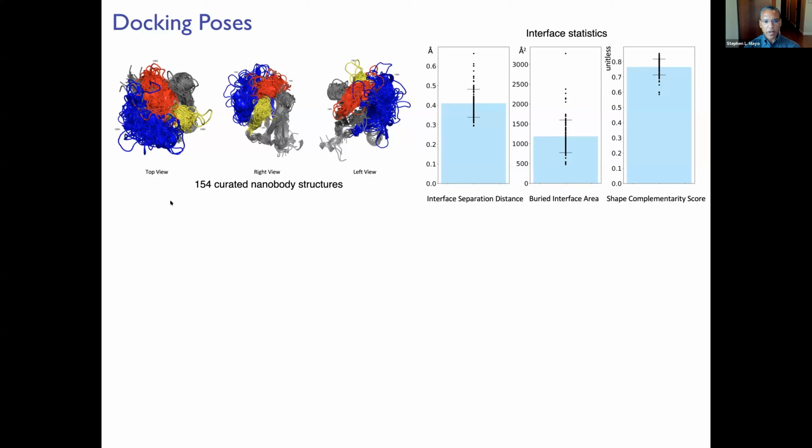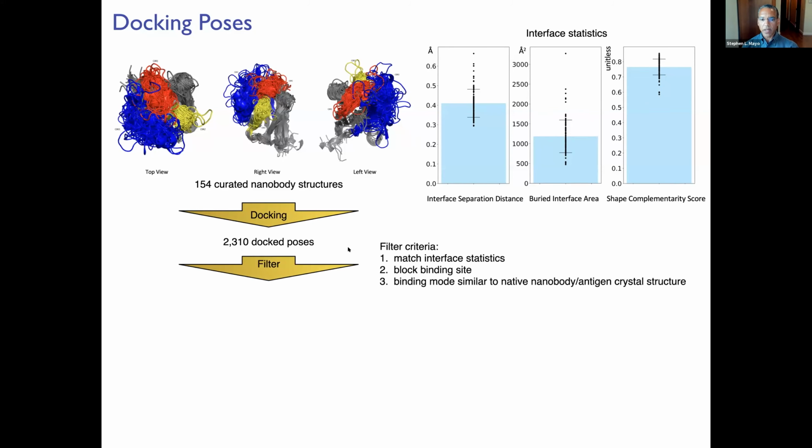Okay, so then with this library of 154 nanobody structures, we performed docking against monomeric streptavidin and generated 2,310 dock poses, which were then filtered by the following criteria to select the initial design target, the initial design scaffold. So the filtering criteria are that we wanted to select a complex that matched the average interface statistics that we saw from our nanobody structure database.